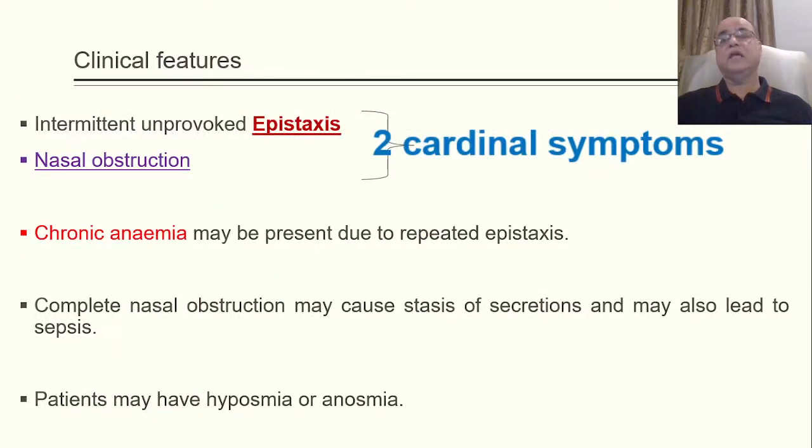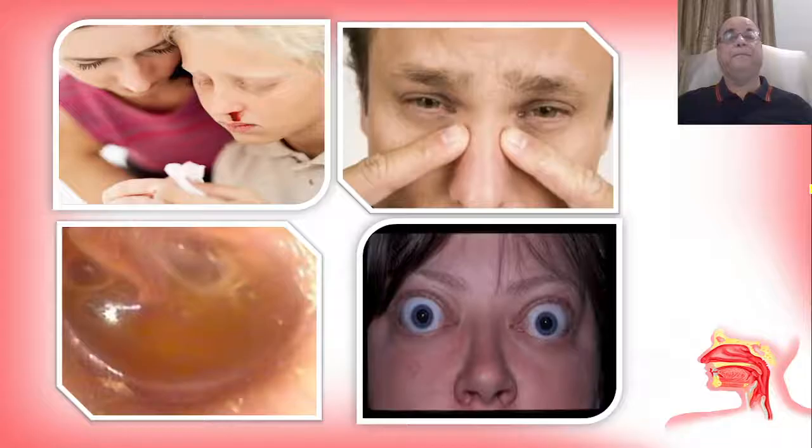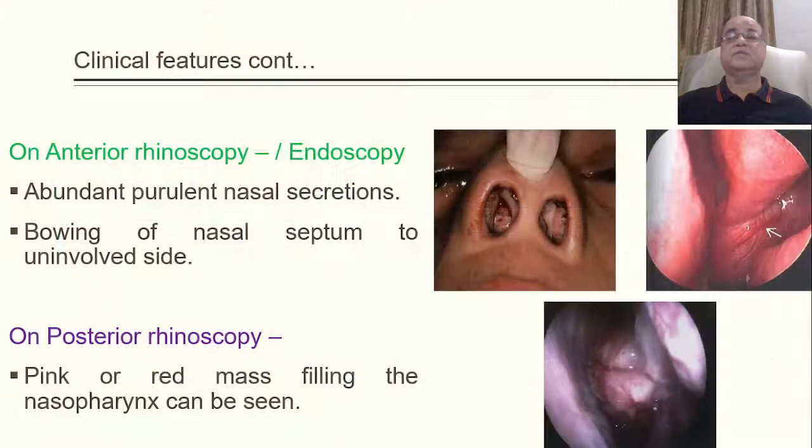But again, I am reiterating that two cardinal symptoms will be there: a teenage male with repeated profuse epistaxis and nasal obstruction should raise the suspicion of this benign but still very aggressive tumor, which we call nasopharyngeal angiofibroma. So nasal bleeding, nasal obstruction, and then depending upon the extension of the tumor, there may be proptosis, there may be hearing loss if the ear is involved, or if it has gone intracranially, there will be signs and symptoms accordingly.